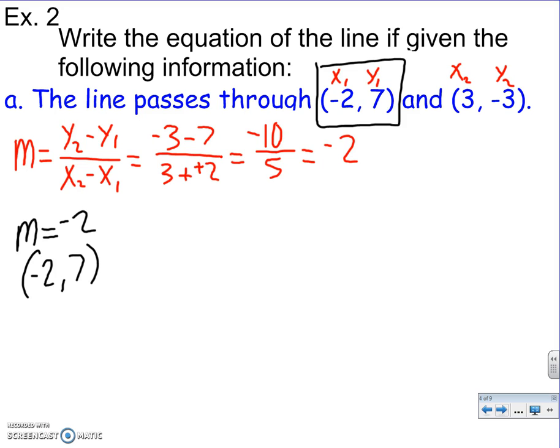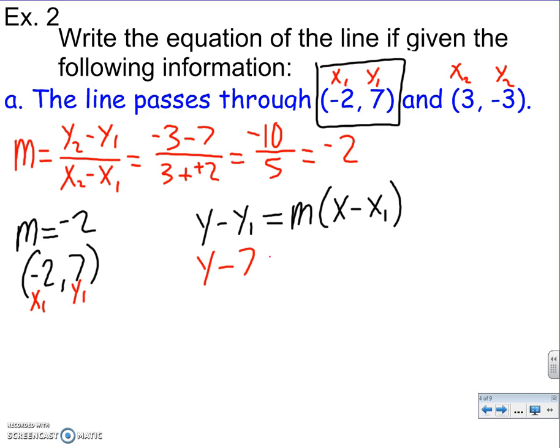So the point slope form is y minus y1 equals m parentheses x minus x1. Label and plug in x1, y1. Again, you pick any point. I just picked the first one. So y minus y1 is 7 equals m of negative 2, parentheses x minus x1, which is negative 2. That's really a plus 2.